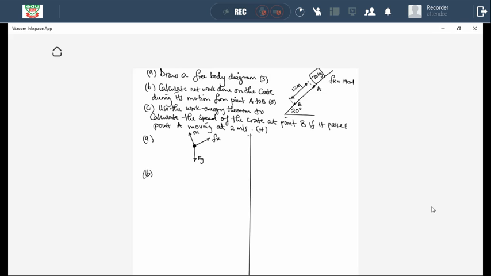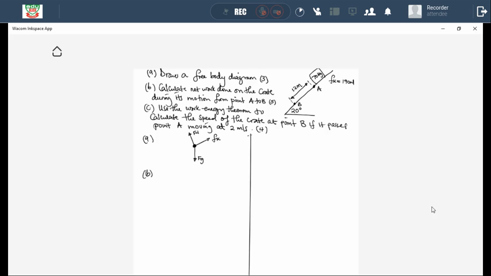Then let's move on to item number B. Calculate the net work done on the crate during its motion from point A to point B. So we have 3 options for calculating net work done. We can calculate work done by each force, or we can use W net equals F net, or we can use the work energy theorem. Now, in the context of the whole question, we can't use the work energy theorem on question B because we are yet to calculate the speed at point B. So the work energy theorem is out.